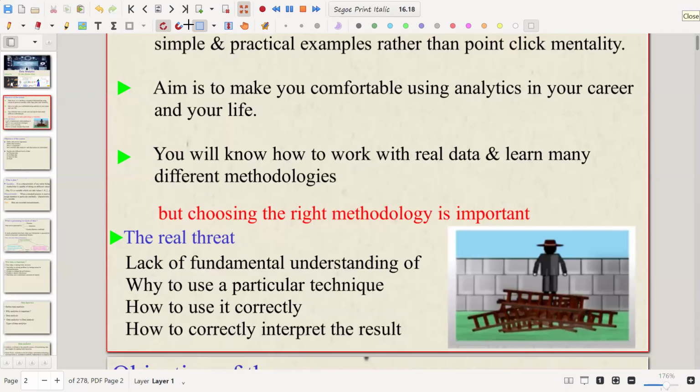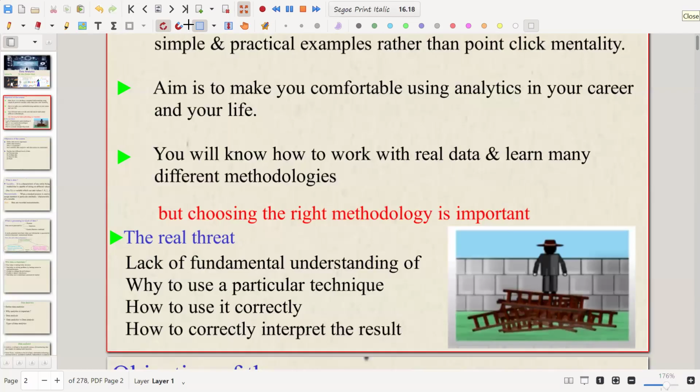He is trying to stack the ladders in such a way that he can increase the height and jump over. But he doesn't know that if he uses only one ladder in a vertical position, he can climb it up. Okay, so this is one of the ideas where he has a lot of sources, a lot of methodologies, but he doesn't know which one to use.